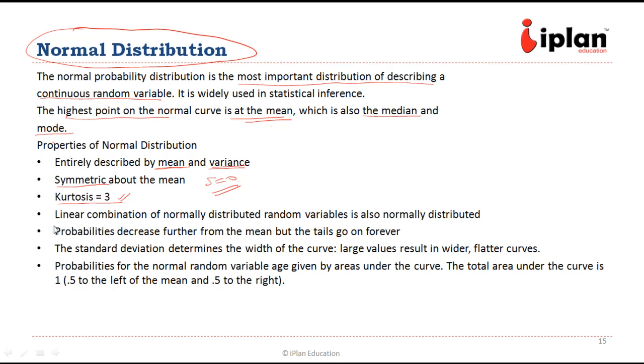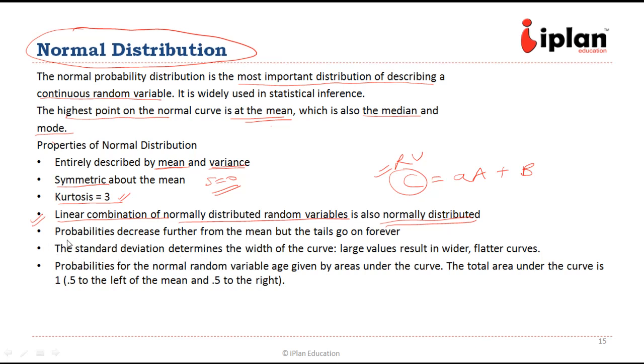Another important property is that if we have a linear combination of normally distributed random variables, then the combination will also be normally distributed. Suppose you know that there is a random variable A which has a normal distribution. There is another random variable B which is also normally distributed. Then any linear combination, for example A plus B, say C, another random variable, we know that this will also be normally distributed.